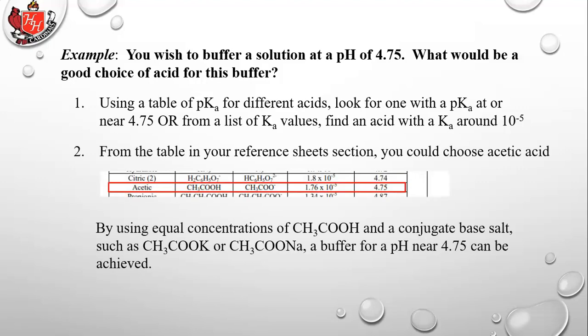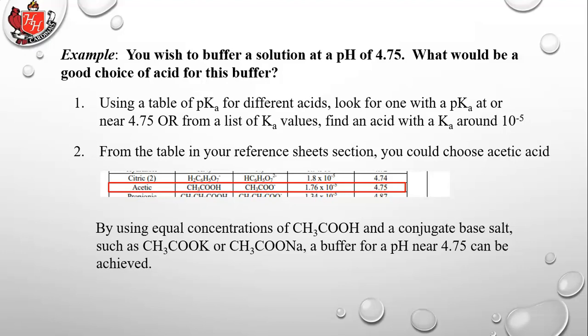So here is one from a table that I gave you. I just snipped a little piece of it. So there's acetic acid, and you can't see the headings, but the 1.76 times 10 to the -5th is the Ka value, and the 4.75 is the pKa value. Now your book does not give you a table of pKa values, only Ka values. So you have to learn how to recognize a pKa value from a Ka value.